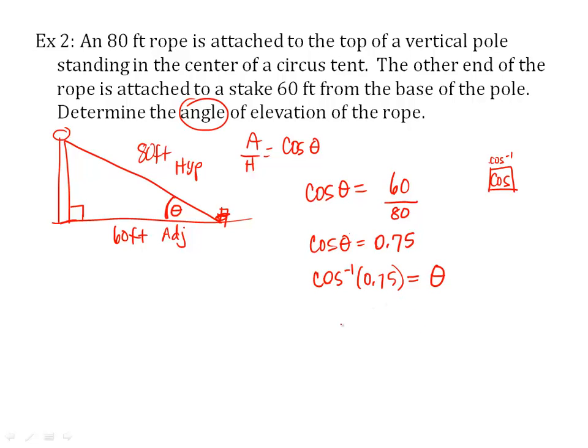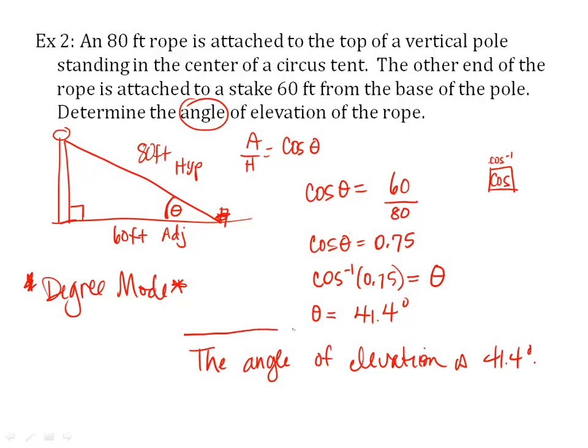All right. So if you type that in, it tells you that theta is 41.4 degrees. Make sure you're in degree mode. Super, super important on all of these problems, guys. Degree mode. All right. So again, word problem, complete thought. That's my answer. All that work is my proof.